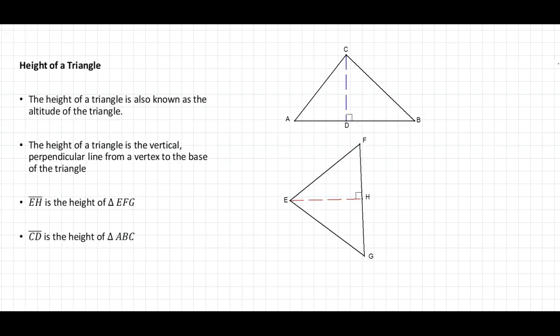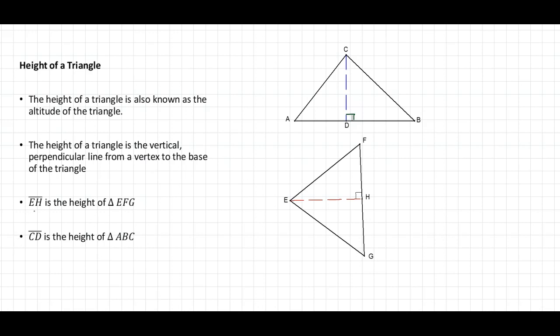Now, the height of a triangle is also known as the altitude. So the height always starts from one of the vertices to a side and forms a 90-degree angle when it meets that side. It's a 90-degree angle right here. So this is the height. The height is the vertical, or we'll call it the perpendicular line from a vertex to the base. So already you can tell which one is going to be the base. The height and the base form a 90-degree angle with each other.